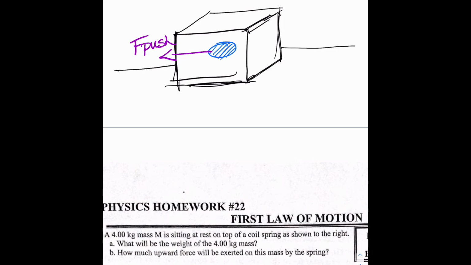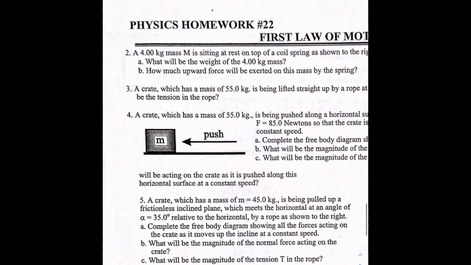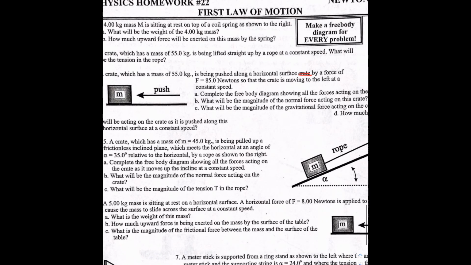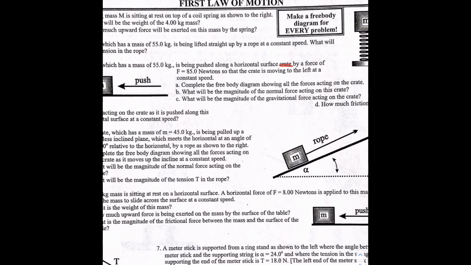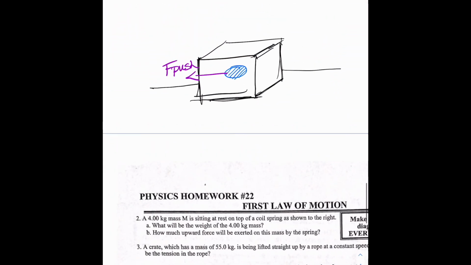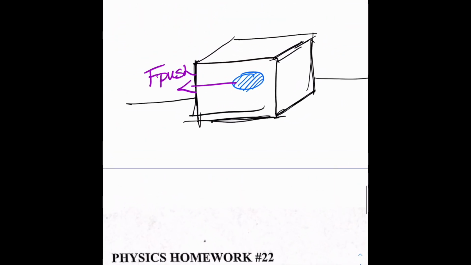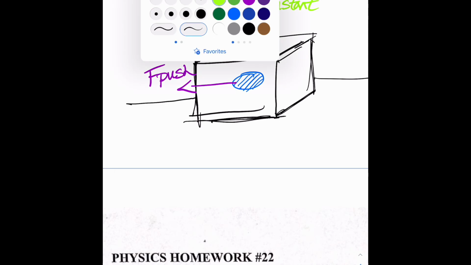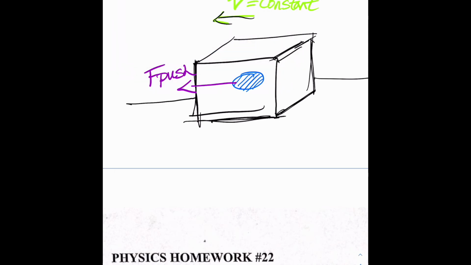And they also tell us that it's being pushed at a constant speed. Now there is going to be frictional force. And here's why. If we push something at a constant speed to the left, if there's some v that's constant, and it's not speeding up, right? Like if this is happening, that there's a push going to the left.